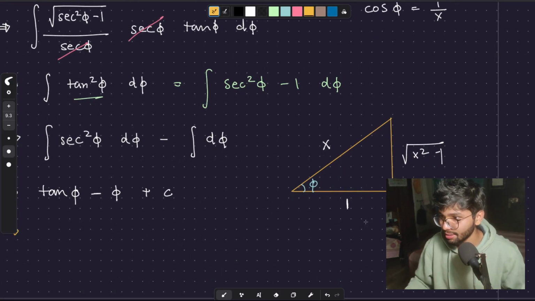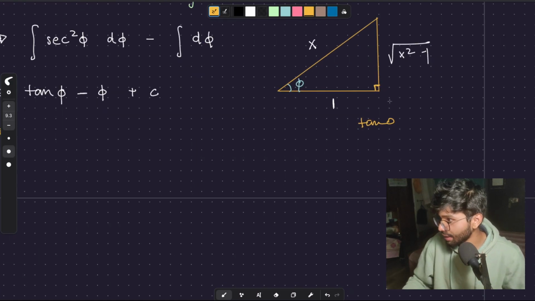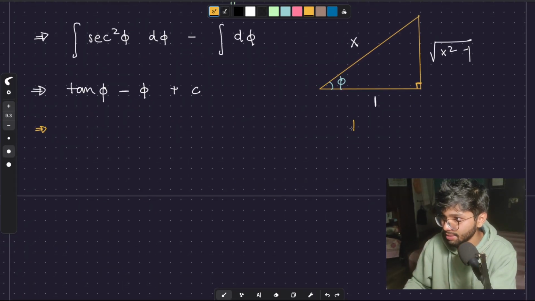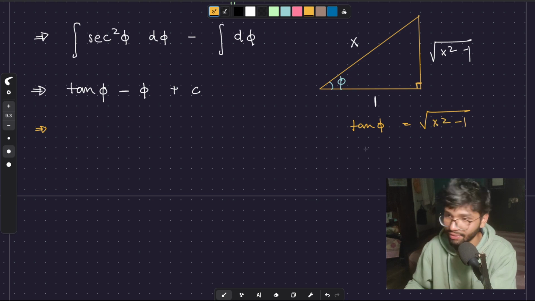So that means tangent of phi. Okay, I'm supposed to be writing here. Okay. So that means tangent of phi equals this thing, perpendicular over base. So that is just this thing.